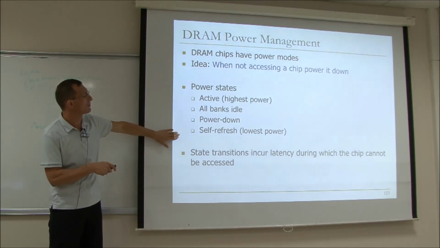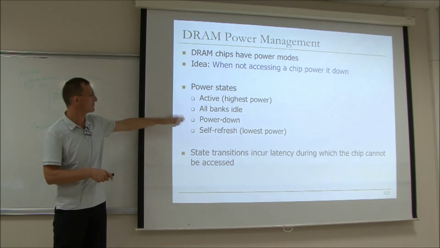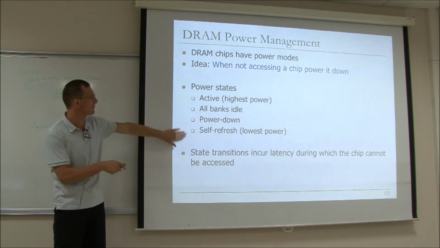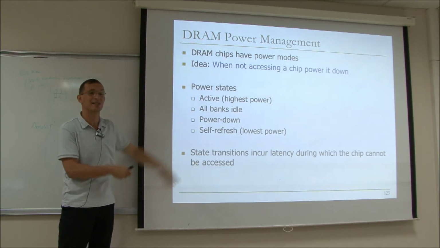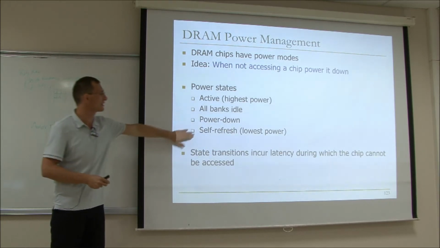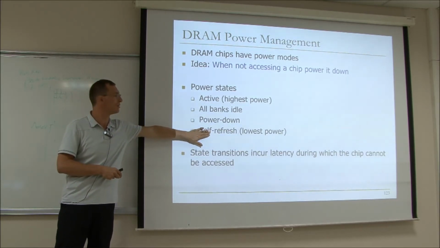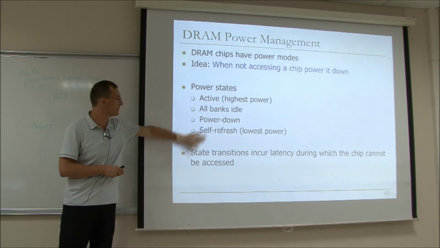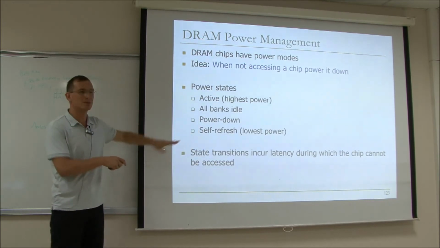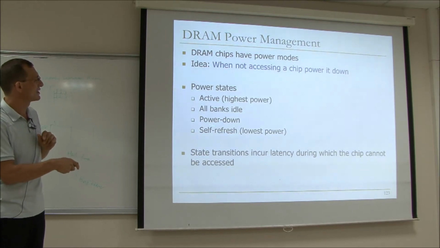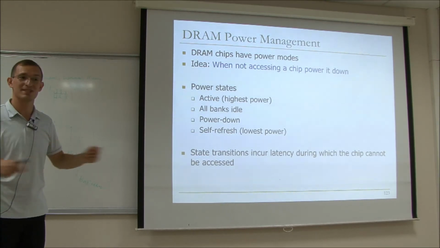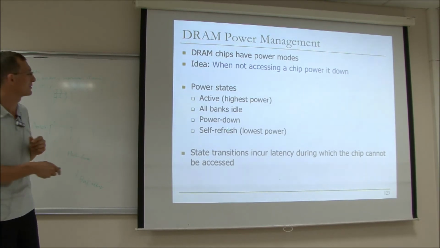So if you want to go from power down to self-refresh, it's quick and you save a lot of power. But if you want to go back from self-refresh to active, that takes a lot of time. It's actually on the order of almost microseconds, I believe. As a result, you have an optimization problem here also, right? How do you actually decide when to power down a chip and what state to put it into? And people have looked at this problem.